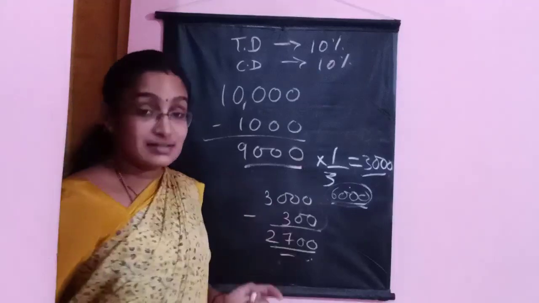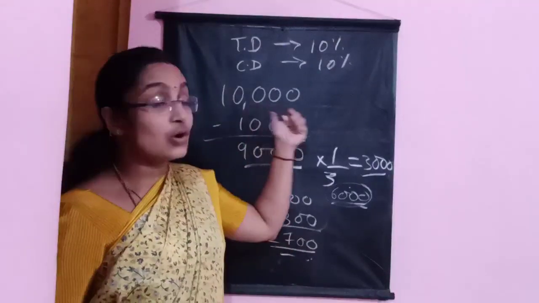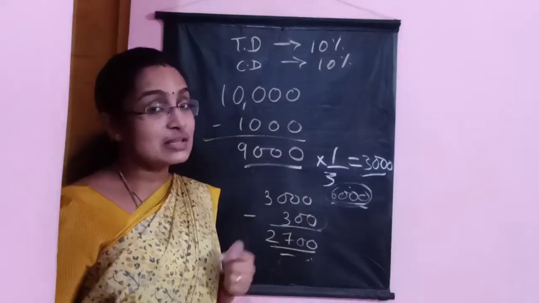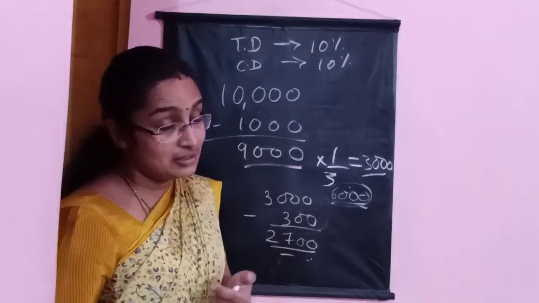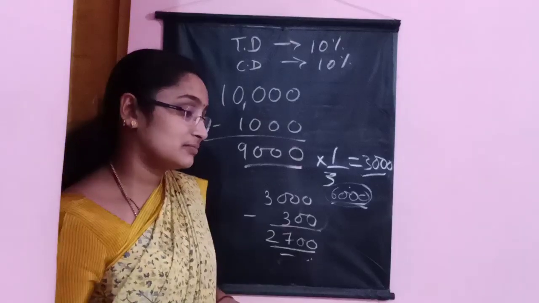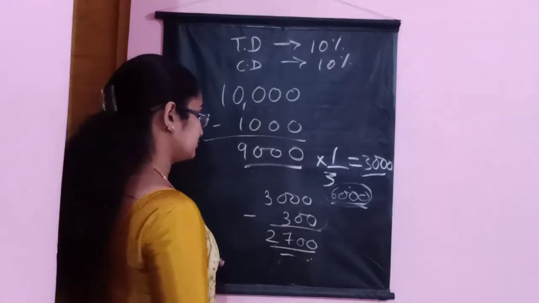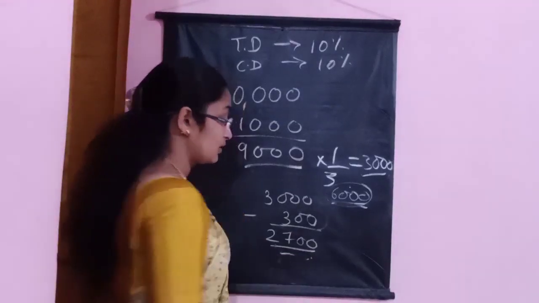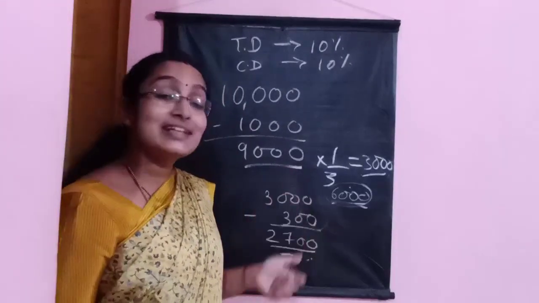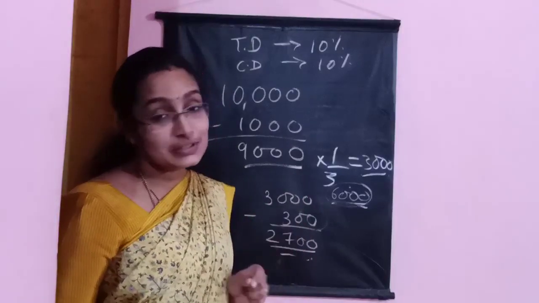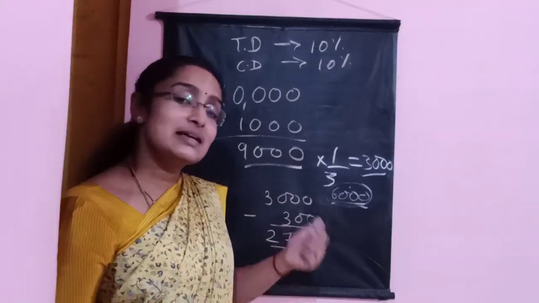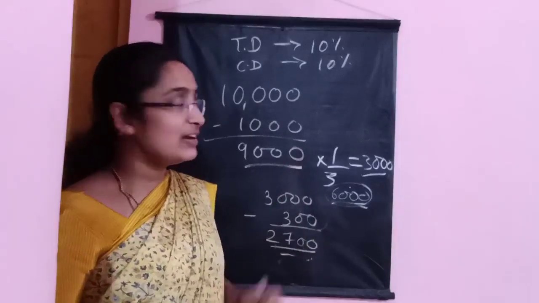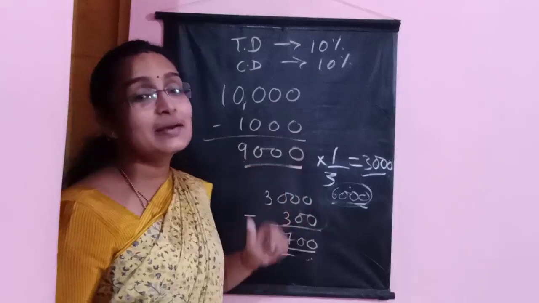So the journal entry for the cash discount has to be recorded in the books of accounts of the businessman. So let's see what is the journal entry for cash discount and this purchase.